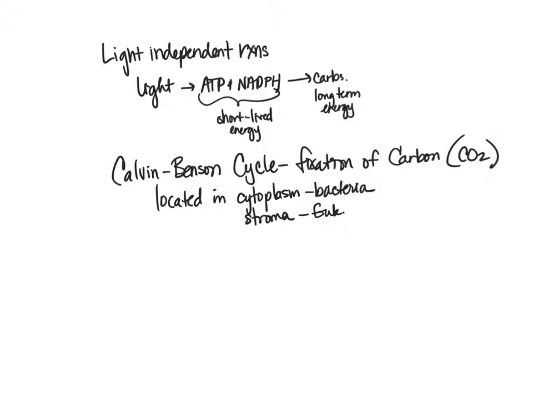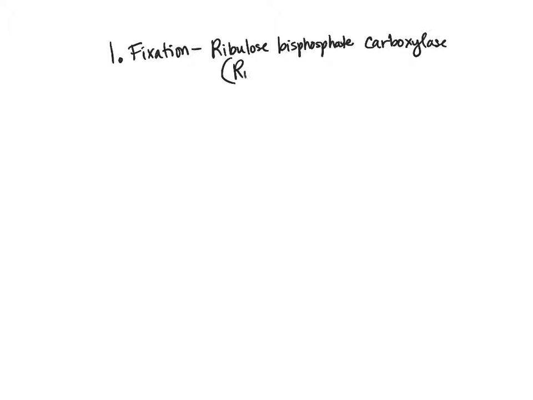Our Calvin-Benson cycle has three stages. Stage number one is the fixation stage, and this is where we have RUBISCO. Rubisco is short for ribulose bisphosphate carboxylase. Rubisco is the enzyme that catalyzes the addition of carbon dioxide to our starting molecule, which is ribulose bisphosphate, or RuBP.